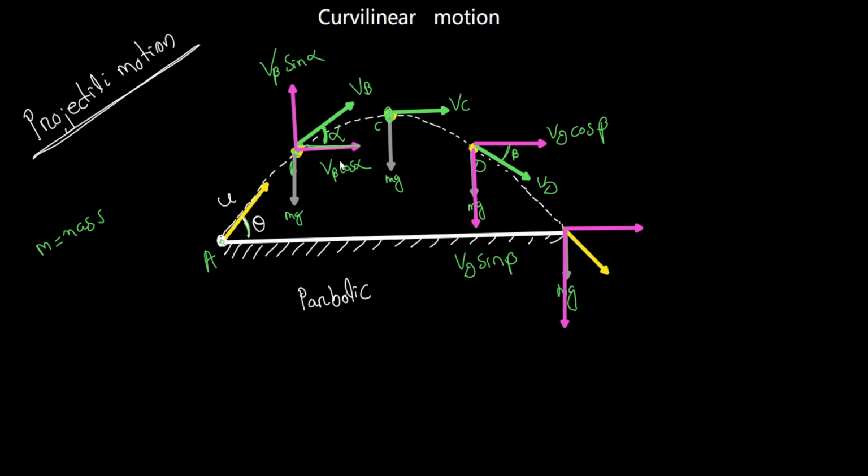The horizontal component is responsible for the motion in the horizontal direction, and the vertical velocity is responsible for the changes in height. That means the ball is going in the upward direction and the downward direction. This is the effect of the vertical component of the velocity.